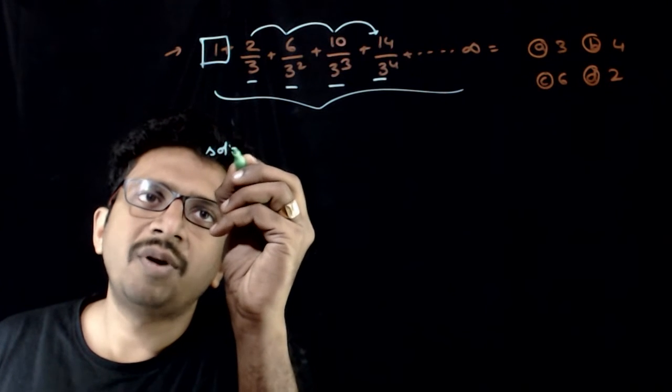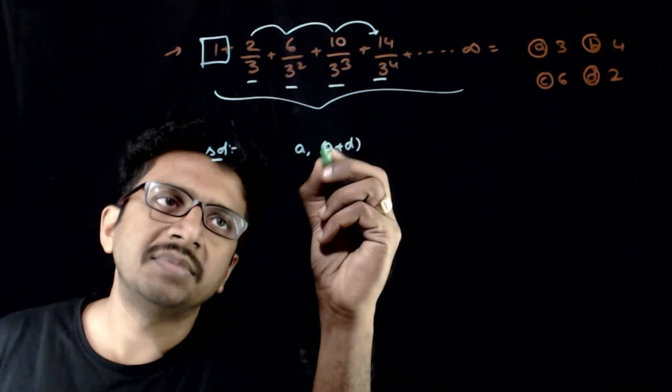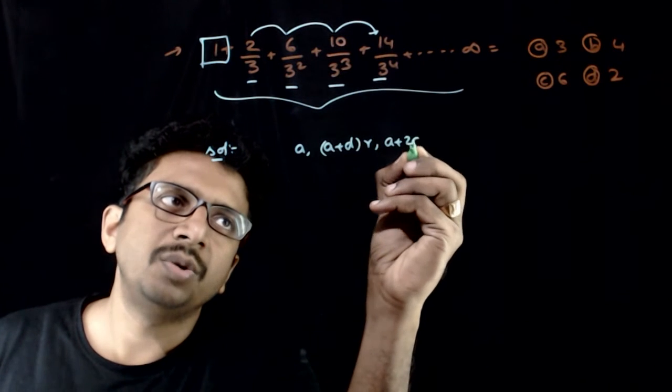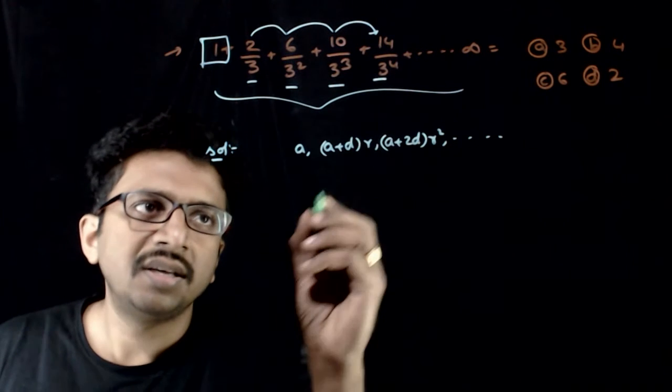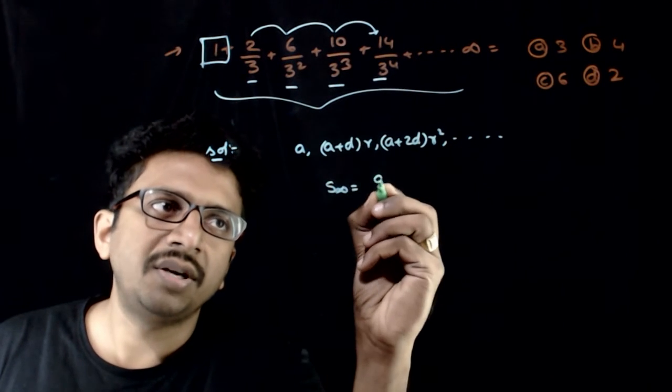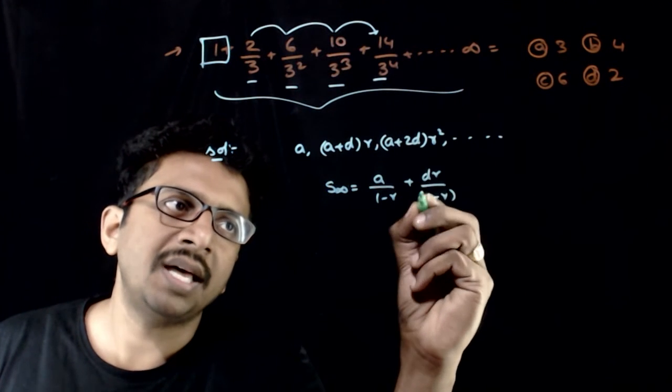So what is the sum of an infinite AGP of the form A plus D times R, A plus 2D times R square? If you have an infinite AGP like this, the sum up to infinity is equal to A by 1 minus R plus DR by (1 minus R) whole square.